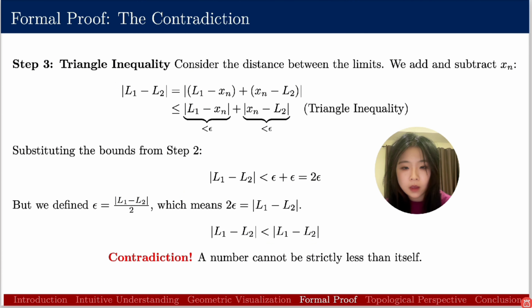But wait, remember how we defined epsilon? We said 2 epsilon is exactly equal to the absolute value of L1 minus L2. This leads us to a ridiculous conclusion. The distance is strictly less than itself. This is a clear contradiction. A number cannot be smaller than itself. Therefore, our initial assumption must be false. L1 must equal L2, proving that the limit of a convergent sequence is indeed unique.